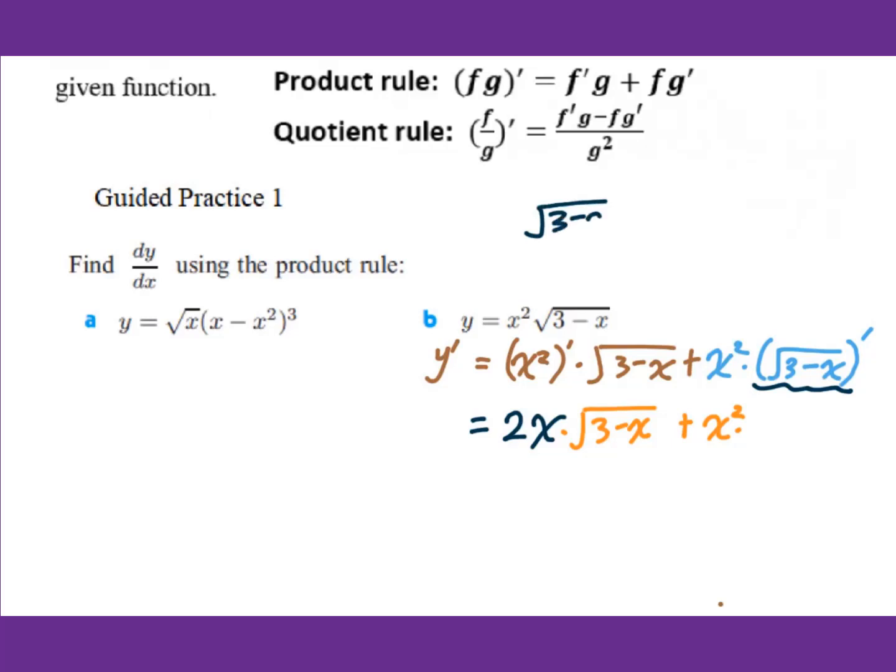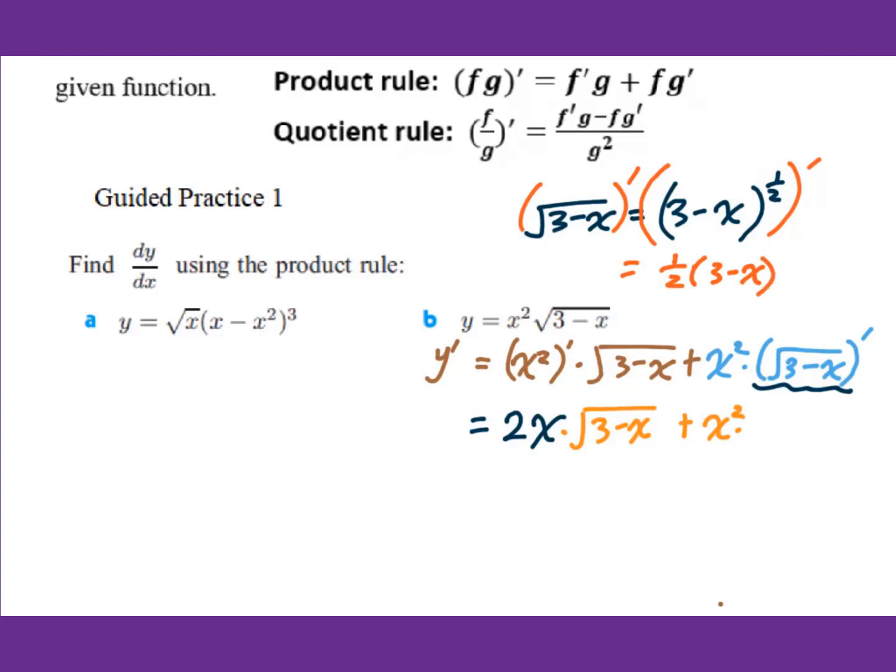For square root of 3 minus x, we change it into power form. That's 3 minus x to the 1/2 power. Then we do the derivative for this. You will get 1/2 down, 3 minus x to the 1/2 minus 1. That will be negative 1/2, times the derivative inside, which will be negative 1, because the derivative of 3 is 0 and the derivative of negative x is negative 1.